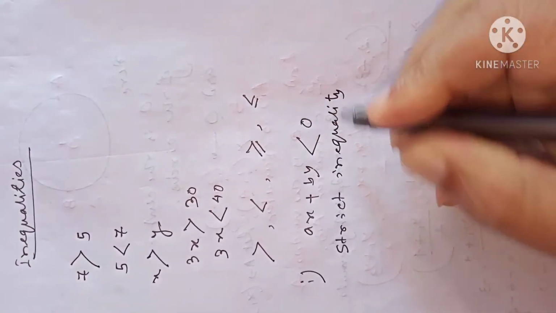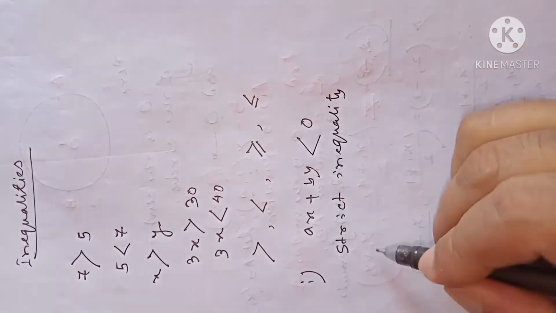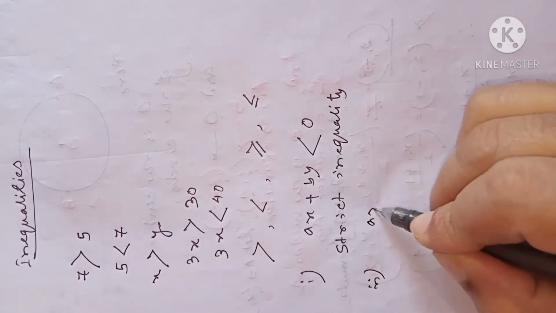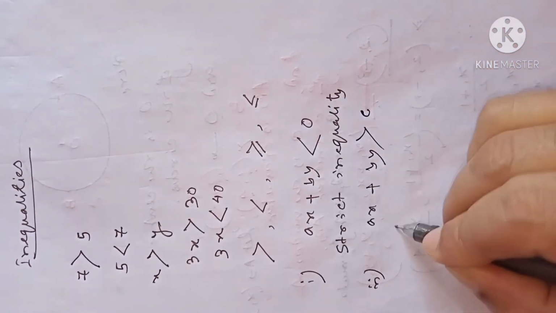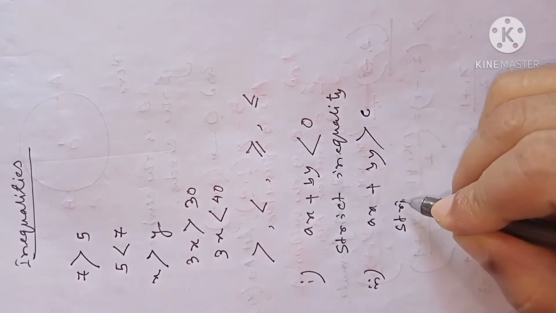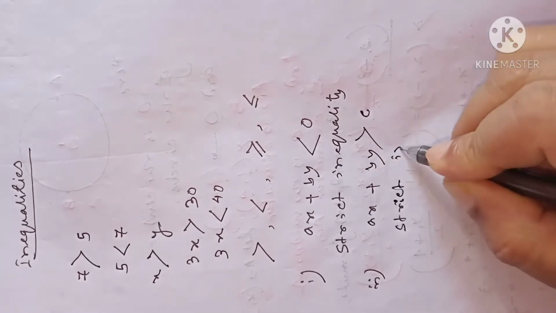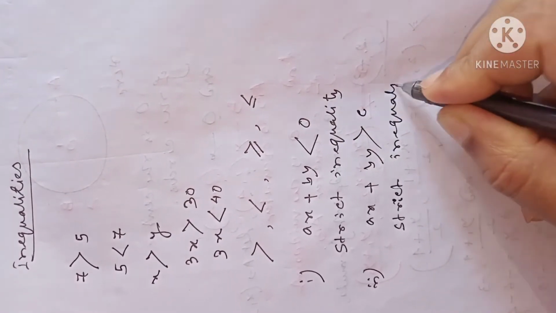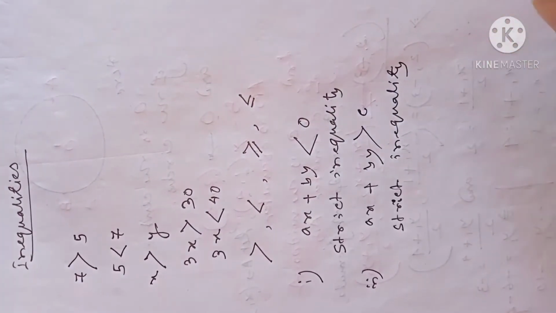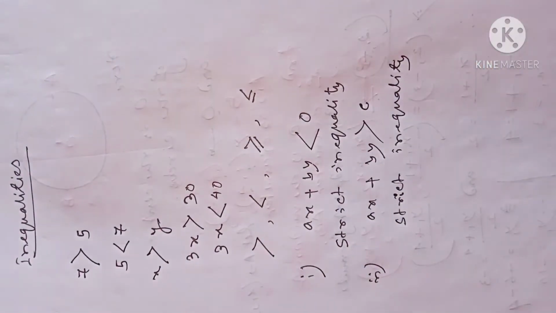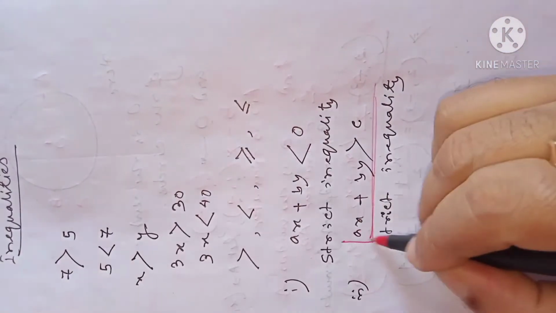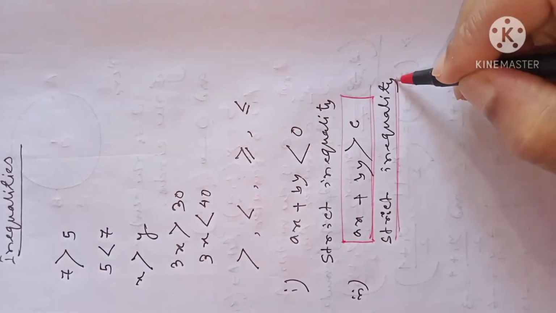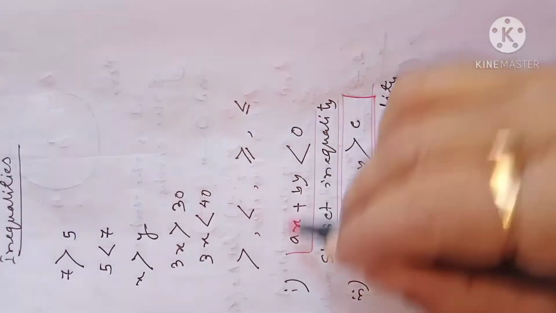Because this sign is there, or another expression ax plus by greater than c, suppose this is also a strict inequality. So wherever you are using only greater than or only less than sign in algebraic expressions, that you can say as a strict inequality.